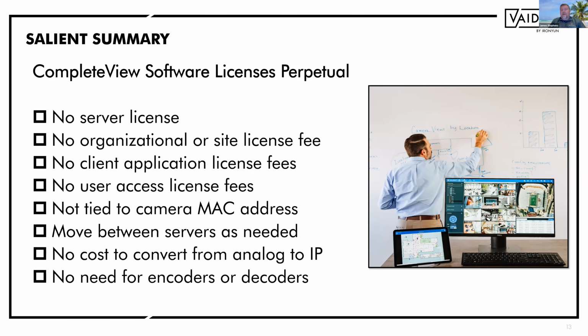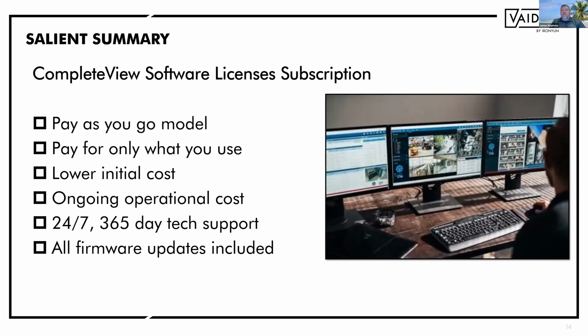So, what isn't Salient? Salient doesn't have a server license, no organizational or site license fees, no client application license fees. It's not tied to the camera MAC address, so you can move the license around through servers to different cameras, on and on. Again, we've been over this, but no cost to convert from analog to IP, and no need for expensive encoders or decoders. So it comes with the system, with our servers. So easy to stand up.